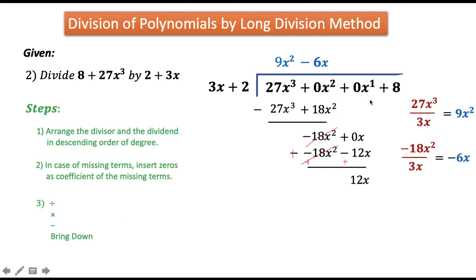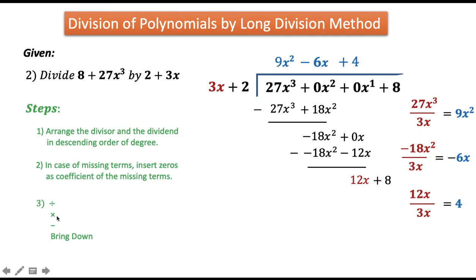Then after subtracting, bring down. Then go back to division. So 12x divided by 3x. 12 divided by 3 is 4. Then cancel x, that is 1. 1 times 4 is still 4. So that will be our next partial quotient.